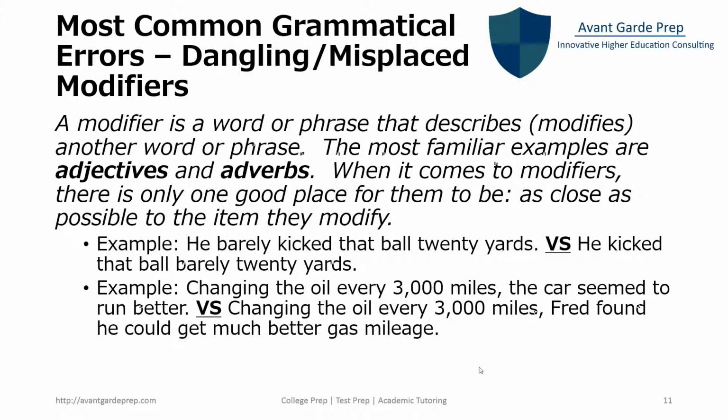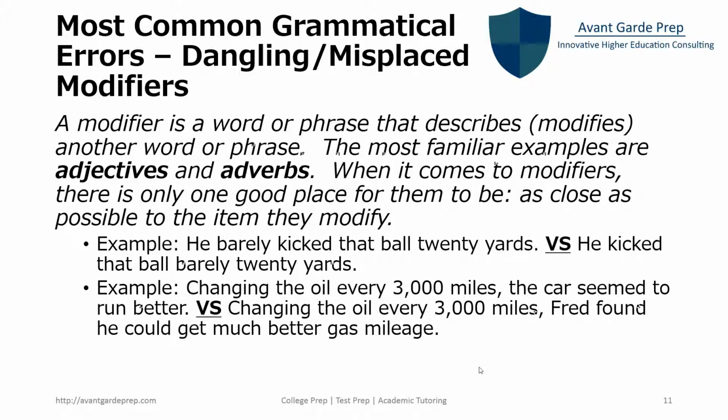Okay, next we're going to talk about dangling and misplaced modifiers. I've been using the word modifier a lot. A modifier is a word or phrase that describes, or modifies, go figure, another word or phrase. The most familiar types of modifiers that we know of are adjectives and adverbs, which is what I just finished talking about. And when it comes to modifiers, there is only one good place for them to be, and that's as close as possible to the item that they modify.